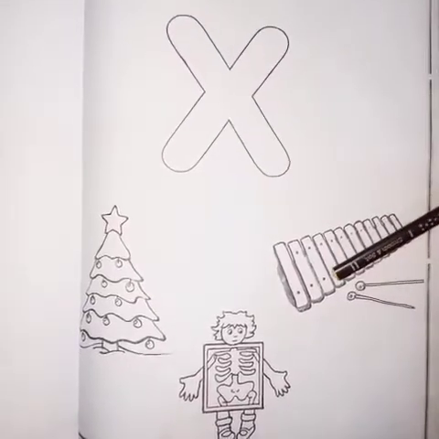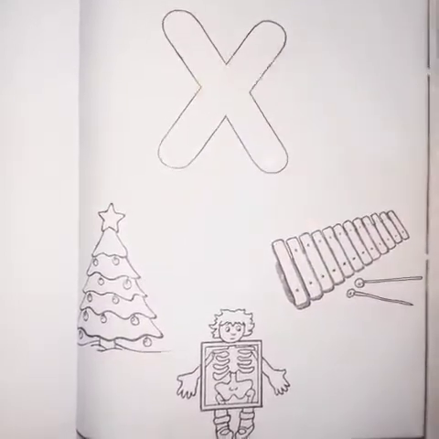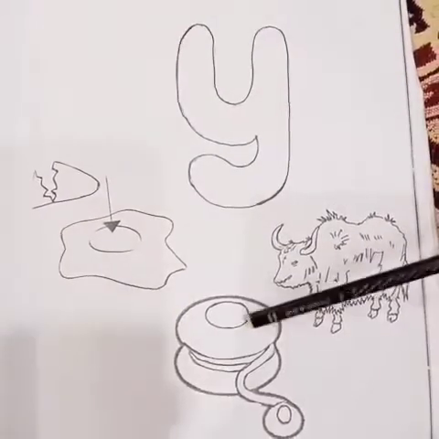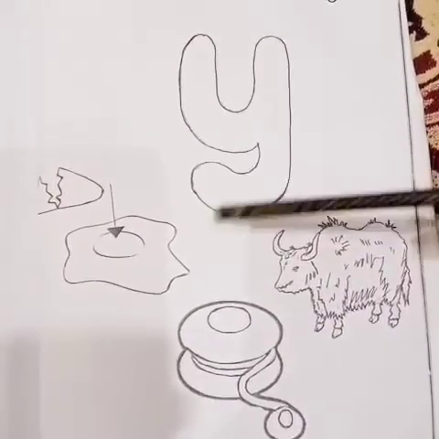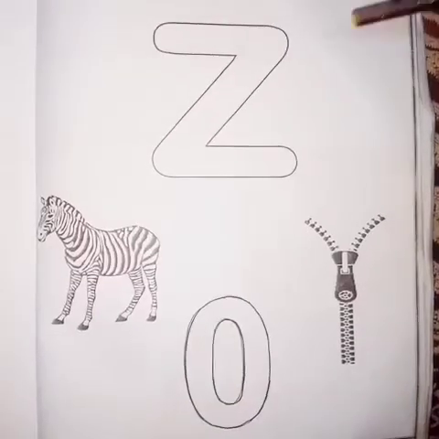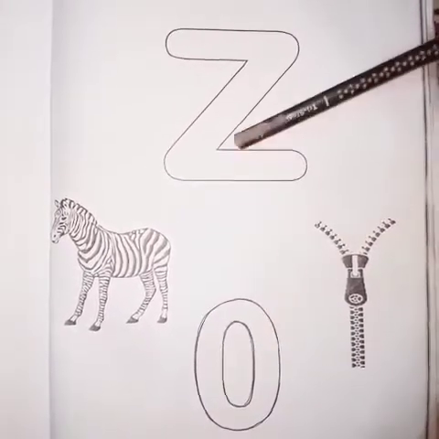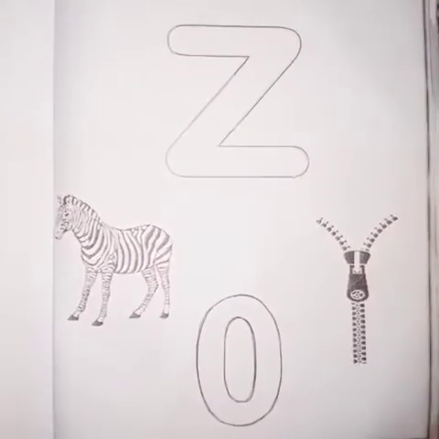X: xylophone, x-ray, mystery. Y: yo-yo, yoke, yak. Z: zip, zero, zebra.